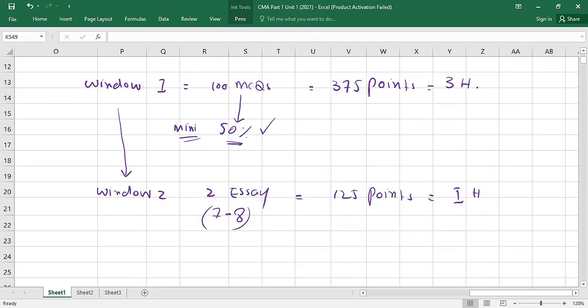So total hours how much? 4 hours. And to pass, you need collectively 360 points from both sections. Minimum, how many points you need? 360. So this is the exam format. Okay, it's a computer-based exam, obviously.